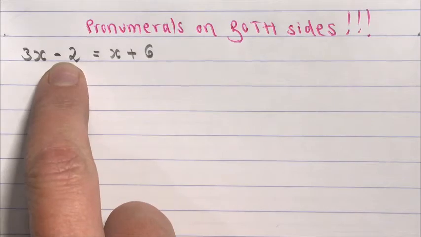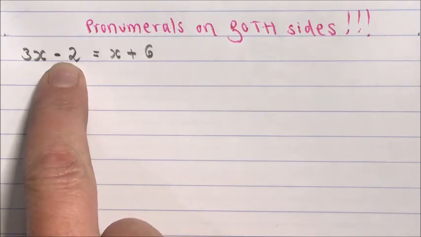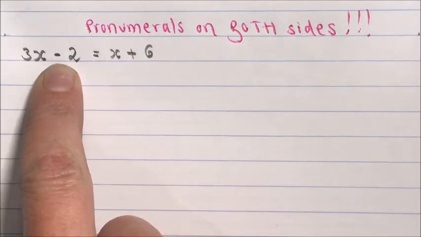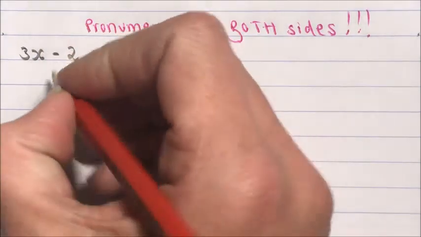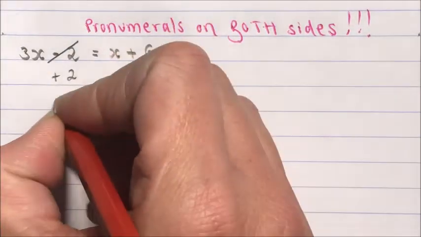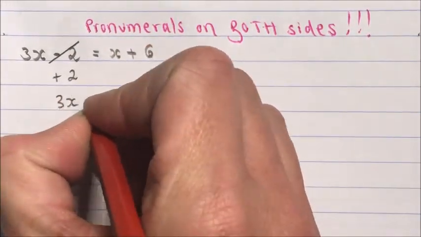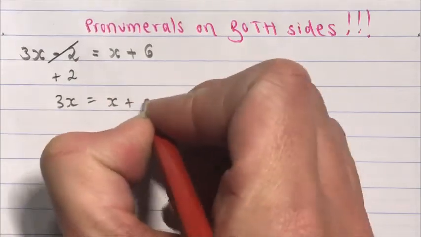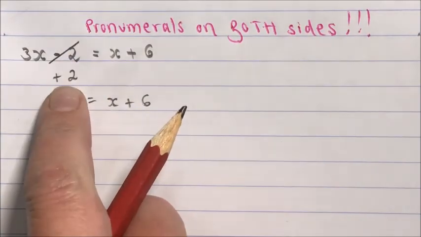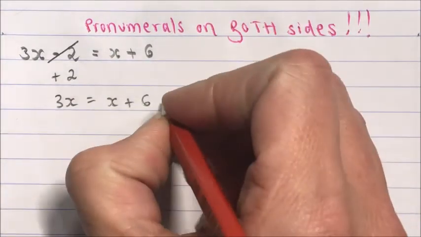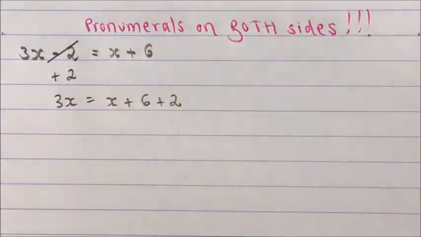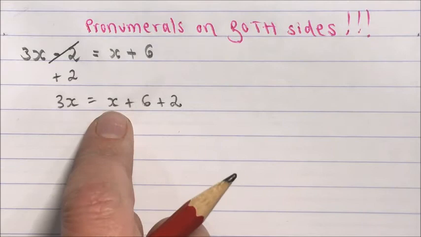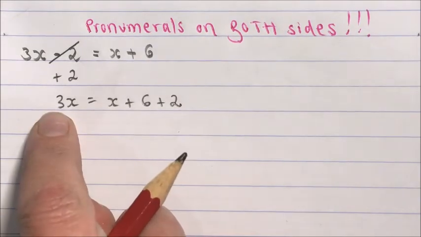So I'm going to start by getting rid of any numbers from the left-hand side. So I've got a number, -2. To get rid of -2, I need to add 2, and -2 goes. So on this side, I'm left with 3x equals x plus 6. But if I added 2 to this side, I need to add 2 to this side. Okay. My next step is to try and move this x to the left-hand side.